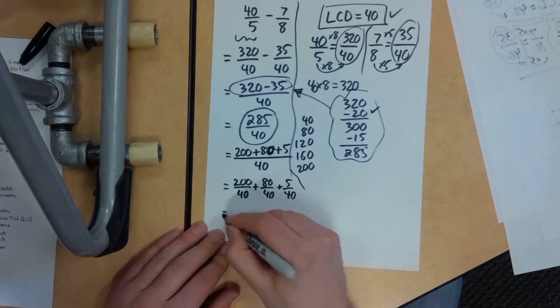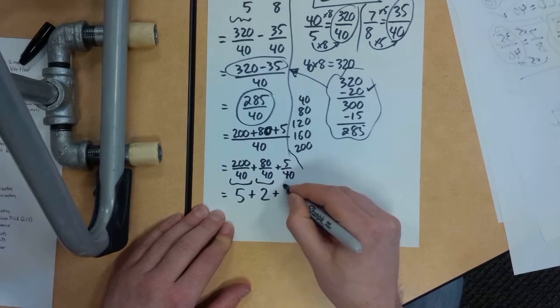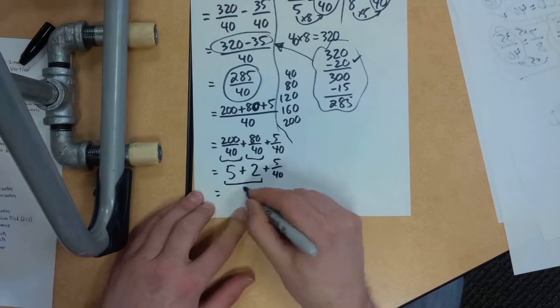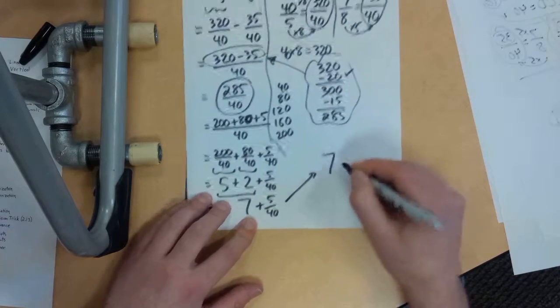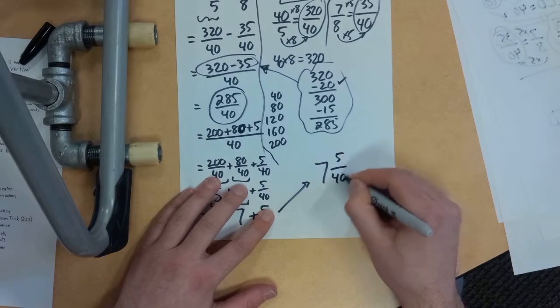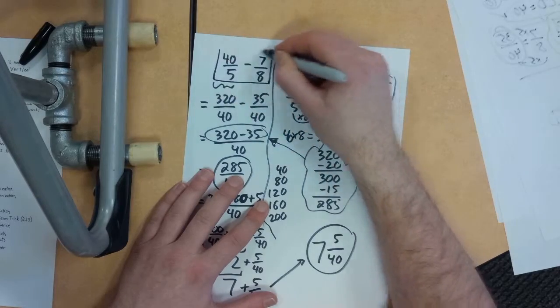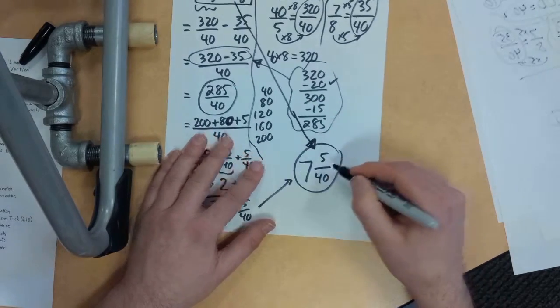That's good. Okay, now what is this going to be? That's 5. This here is 2, and this is 5 divided by 40. In other words, this is 7 and 5 divided by 40, just like that. So that means the answer to the original question way up here is actually 7 and 5 divided by 40.